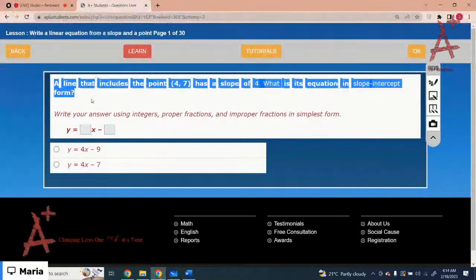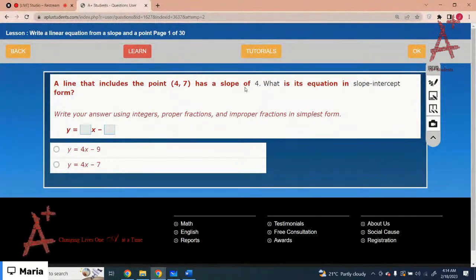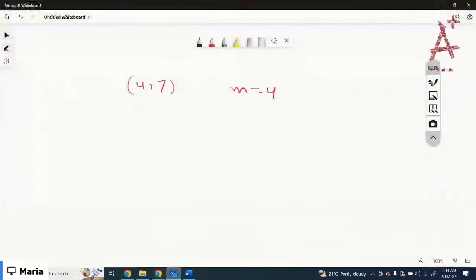Look at the question again. You are given a line that includes the point (4, 7) and a slope of 4. What is its equation in slope intercept form? You have to write the equation in this form: y equals mx plus b. I'm going to use the same equation. The slope is 4, so it would be y equals 4x plus b.